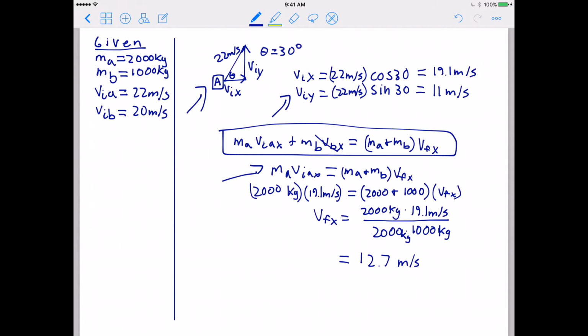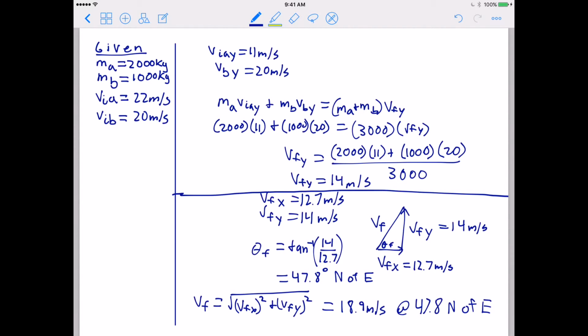If we go to the next part, we cross this out because the x component of car B is actually zero. So it comes out to the next equation here. Now I just fill in the different variables, and we find that the final x component of the velocity of the cars is 12.7 meters per second.